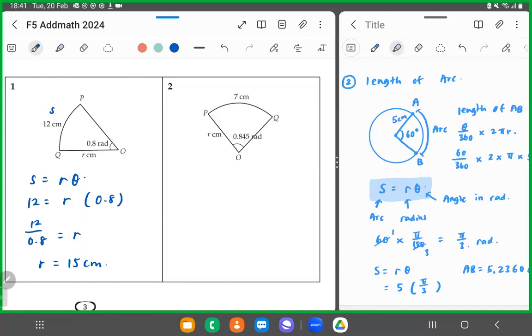Same thing for the second question. S equals R theta. 7 equals R times 0.845. So the radius will equal 7 divided by 0.845. No need to change also because it's radian. So for the second one, you will get 8 point something, 8.284 cm.